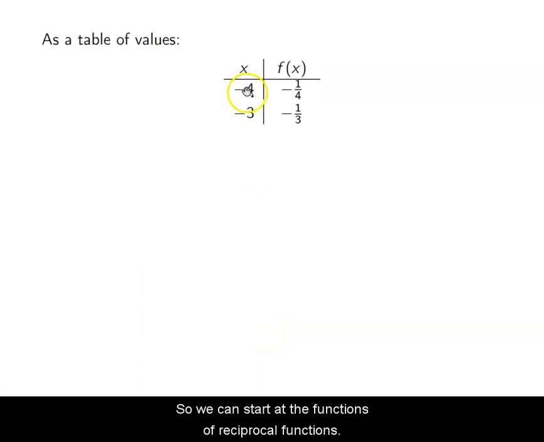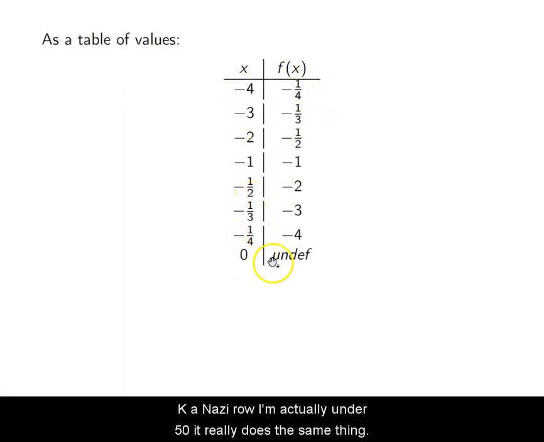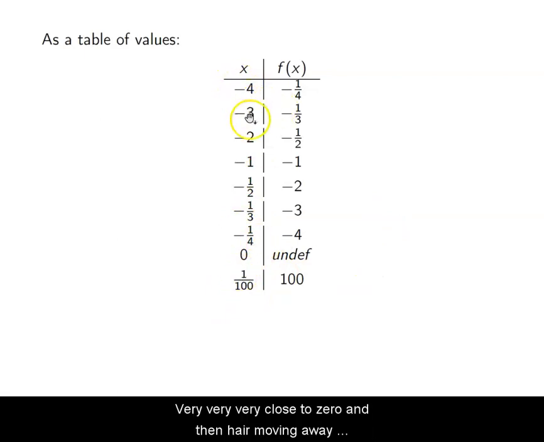So we're going to start at -4. The function's a reciprocal function, so I just flip it over, right? I'm getting closer and closer to zero. At zero, I'm actually undefined. And then as I move away from zero, it really does the same thing. So you see, I got very, very close to zero, and then here I'm moving away from zero, but I'm starting very, very close.